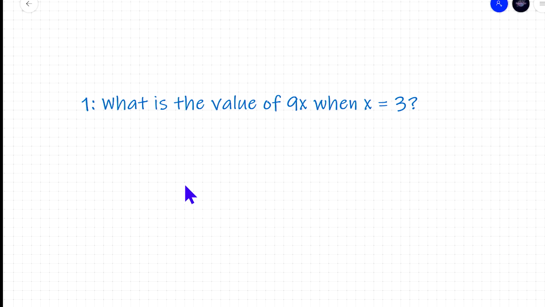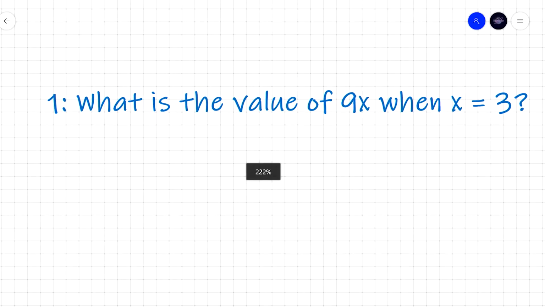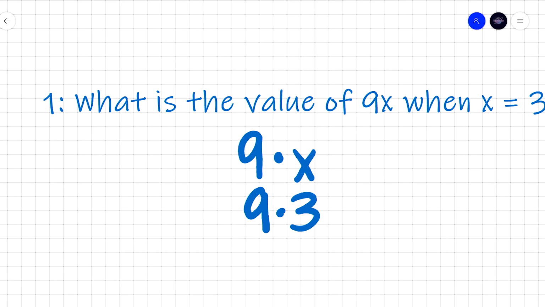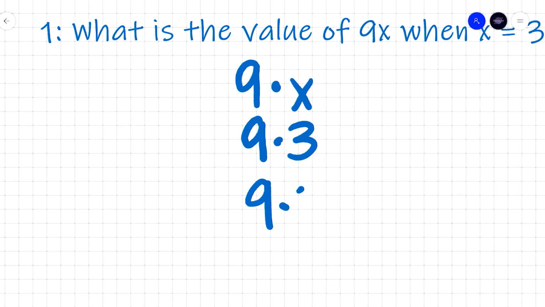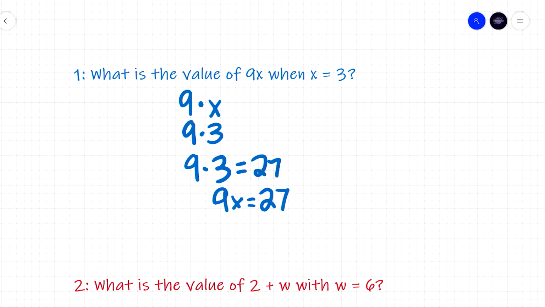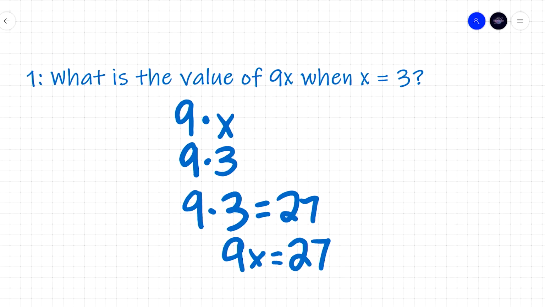Done. So I will just walk you guys through this one. First, because 9x, you can just substitute 3 into x, so it'll become 9 times 3. And if you guys do the math, then 9 times 3 is 27. So therefore, 9x is equal to 27. So I hope that made sense. Hopefully you got that right.